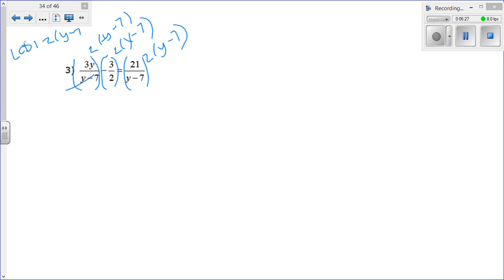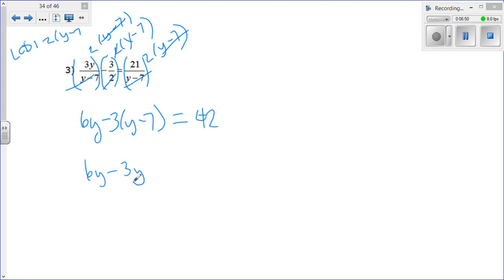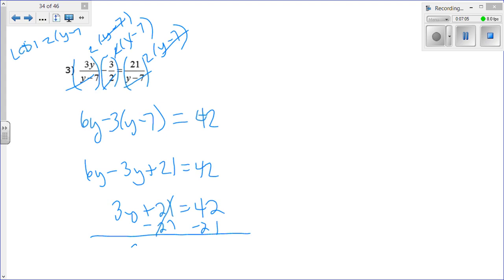So in the first fraction, the y minus 7's go away, so 2 times 3y is 6y. In the second fraction, the 2's go away, so I have a negative 3 times y minus 7. And in the third fraction, the y minus 7's go away, so it's just equal to 2 times 21, which is 42. So when I solve, I will have 6y minus 3y plus 21 equals 42. So I have 3y plus 21 equals 42. I just combine like terms. Now I subtract 21 from both sides. So 3y equals 21.